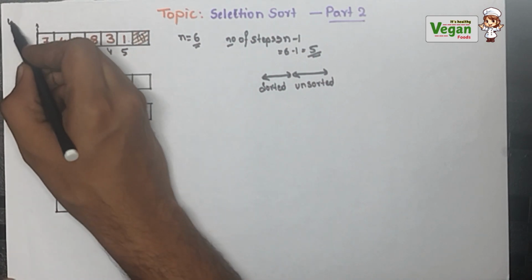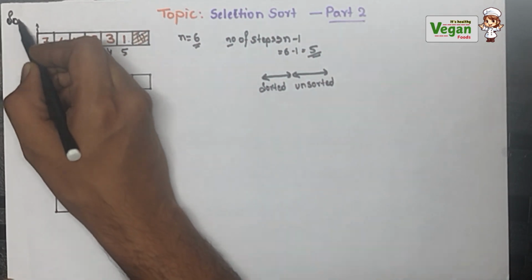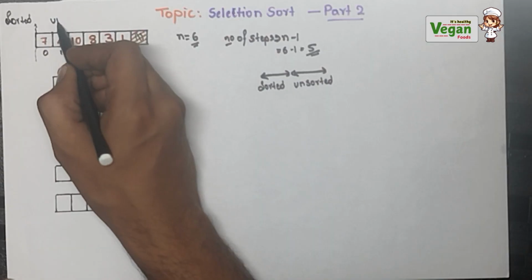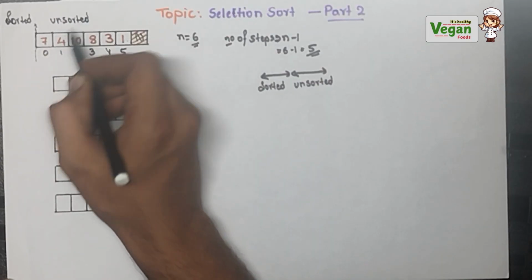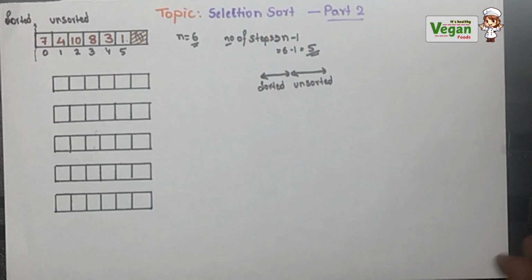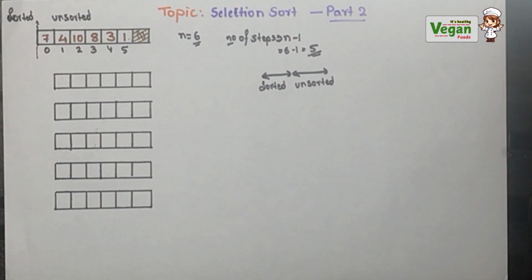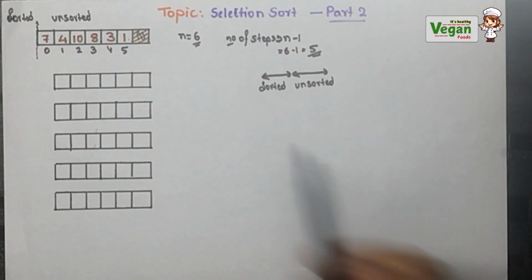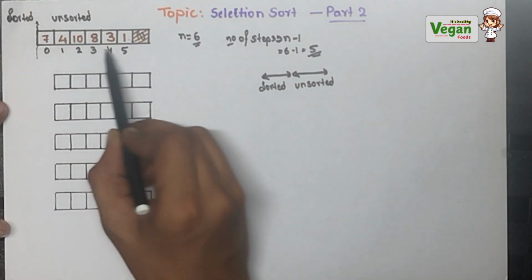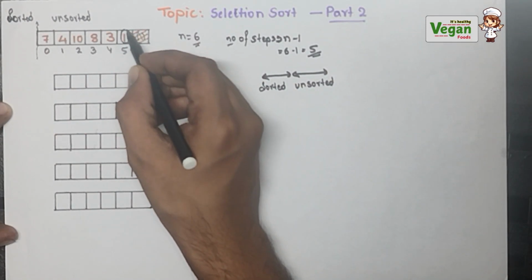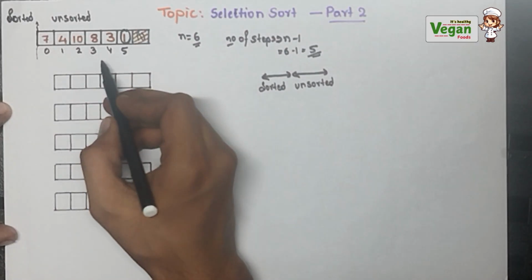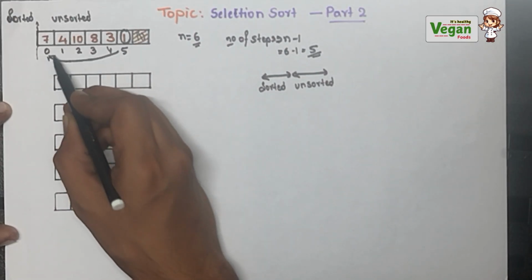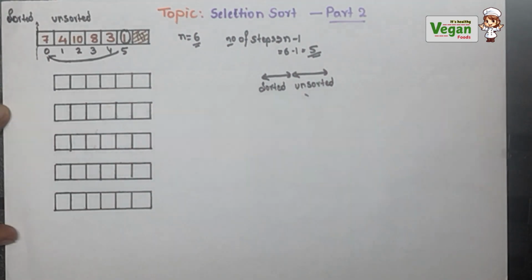I will consider this as the sorted and this as the unsorted. I will consider all the elements in the given list as unsorted elements. Since I considered them unsorted, I will be checking for the smallest number in the unsorted elements. So which is the smallest? 1 is the smallest. I will round it up. Now I will swap it with the first element of the unsorted group.